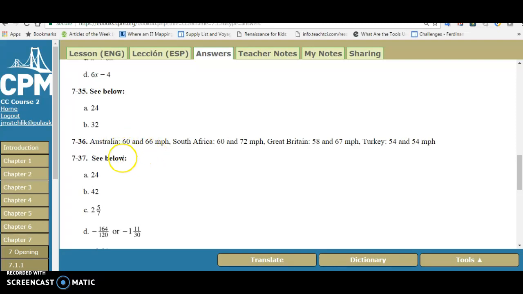So for each of those measurements that were given, you would take those times 0.6, because 1 kilometer is equivalent to 6/10 of a mile. So you would multiply. Australia would be 66 miles per hour. South Africa would be 60 and 72 miles per hour. Great Britain would be 58 and 67 miles per hour. And then Turkey would be 54 and 54.